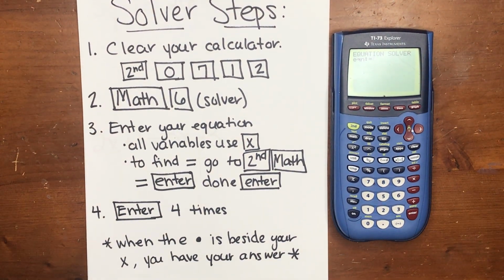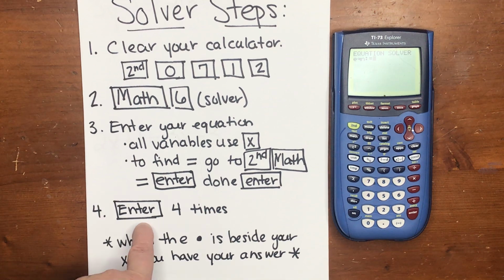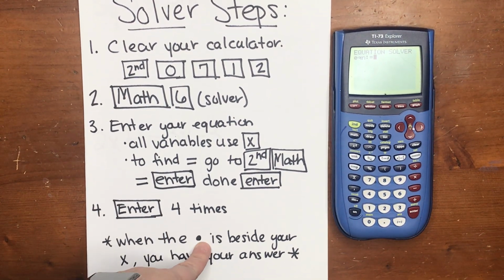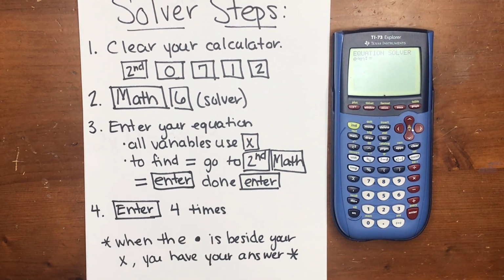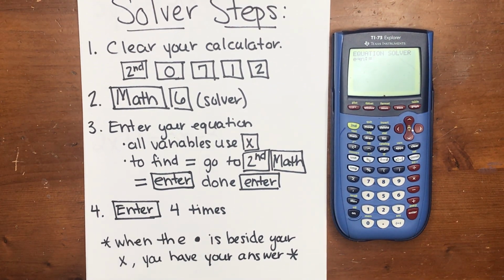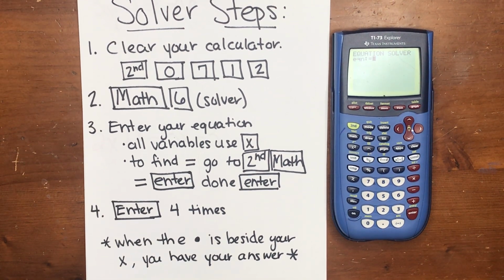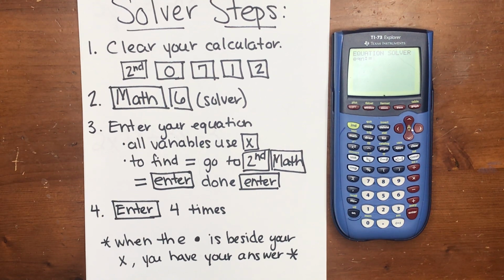Okay? So then after you do that, the last thing is you're going to hit enter 4 times. When the dot is beside your X, you have your answer. If the dot does not pop up beside your X, you have not hit enter enough times and you have not gotten to your answer yet. So you need to be paying attention and watching for that dot to pop up.